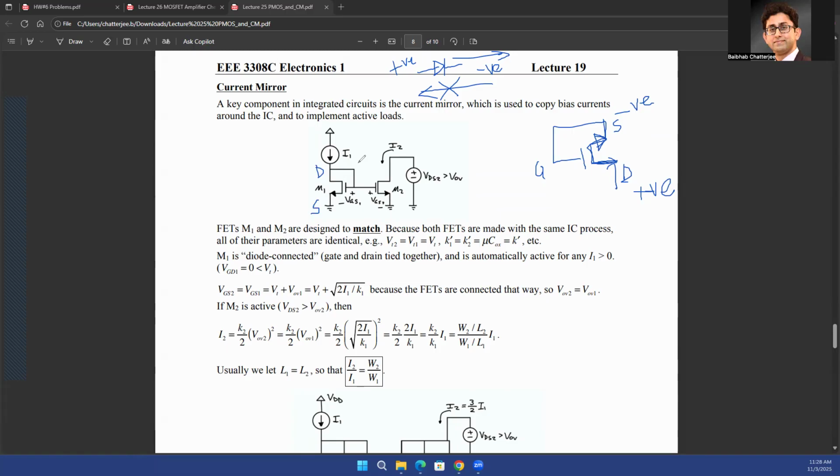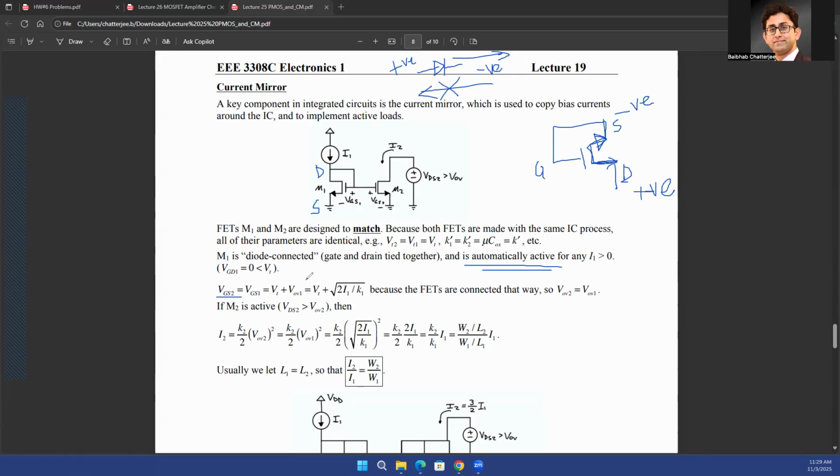And that is the reason why we call this a diode connected transistor. Okay. All right. Now, this diode connected transistor is automatically in the active region. It will always be in the active region, as we just explained, because VDS is equal to VGS and V overdrive is equal to VGS minus VT. So your VDS is always going to be higher than V overdrive. That means the transistor is always going to be in the active region.